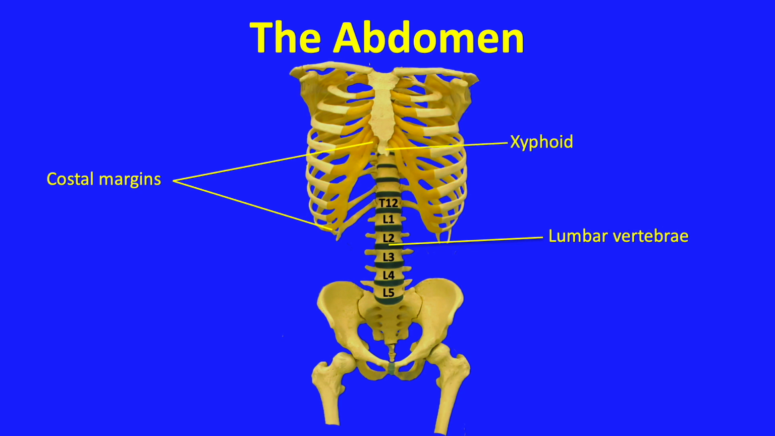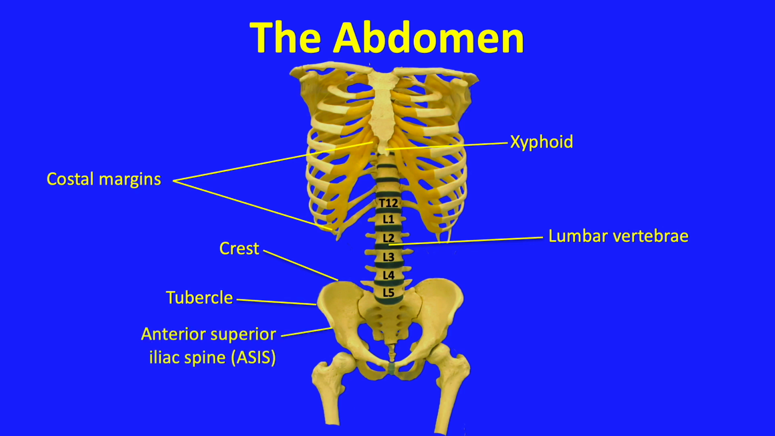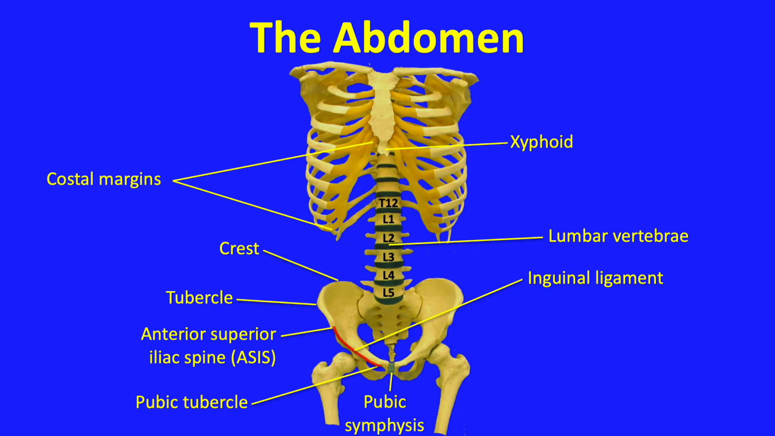The xiphoid can often be palpated and represents the inferiormost part of the sternum. Moving to the hip bone, we note the crest and the tubercle, all important for muscle attachments. The anterior superior iliac spine, ASIS for short, and the pubic tubercle are important attachment points for the inguinal ligament. We will discuss formation of this ligament in detail in a later lecture. Finally, where the right and left pubis meet, the location is known as the pubic symphysis.